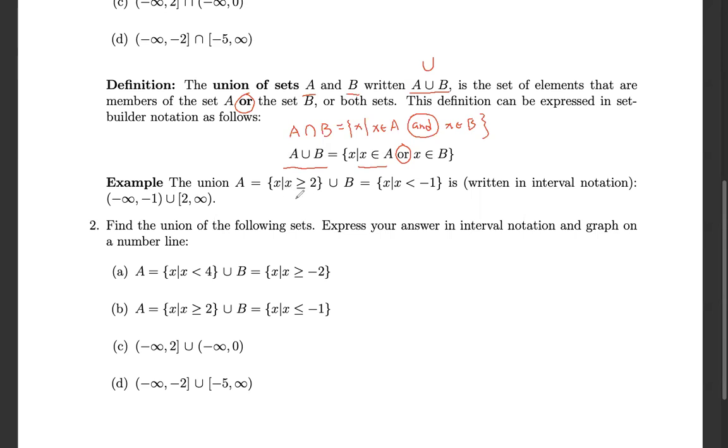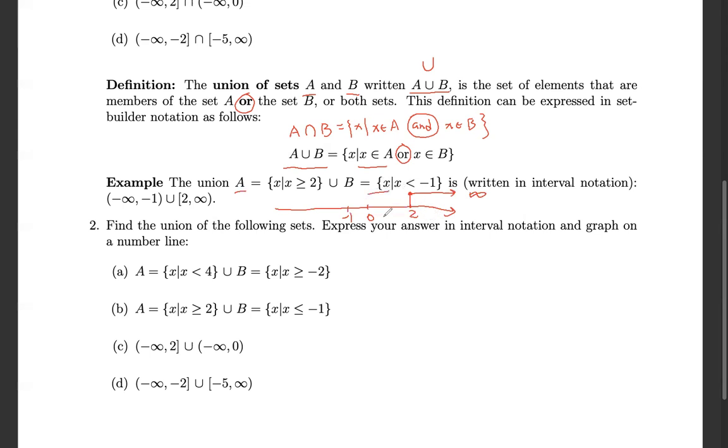Let's see this example. Let's graph it. So we need 2 and -1. So 0 here, 2 here, -1 here. A is X, all the numbers greater than or equal to 2. With the equal sign, make a solid dot. Greater than, go to positive infinity.